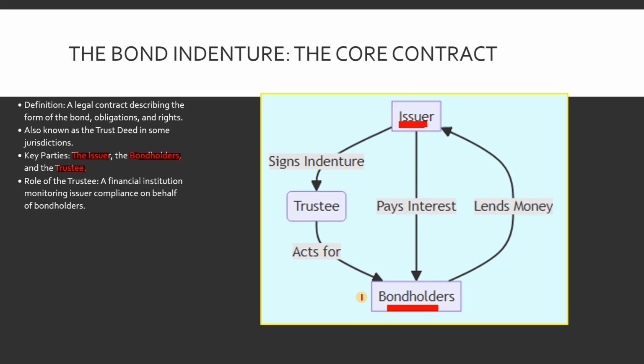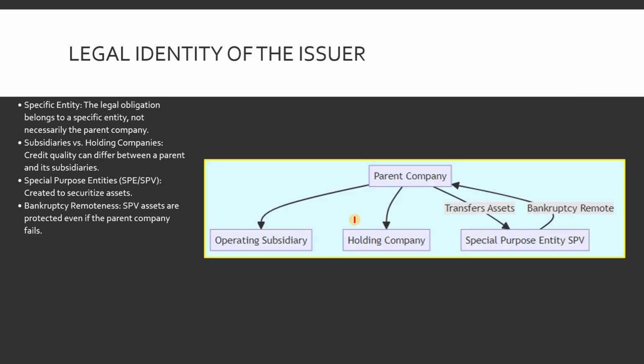The issuer signs the indenture. As an issuer, you sign the indenture, not directly with every bondholder. The trustee acts as a fiduciary or guardian here for the bondholder interest, while cash flows move between the issuer and the investors. Now let's talk about the legal identity of the issuer.